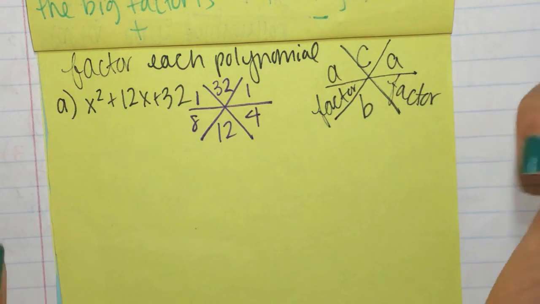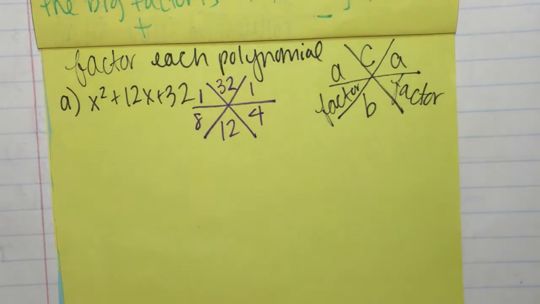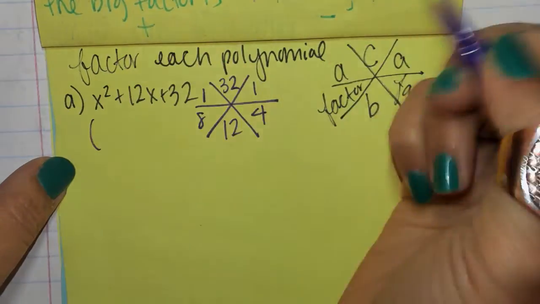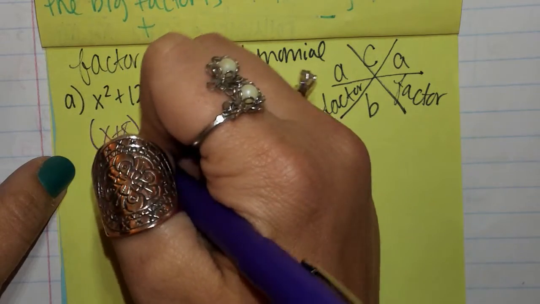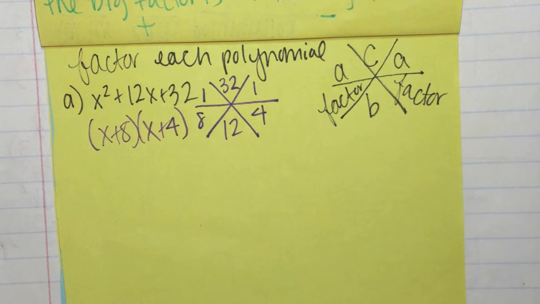Do we have to reduce our fraction? You don't have to reduce these. If there was a number out front, you would have to reduce, but you don't. So do we have to write the 1 out front? We just write x plus 8 and x plus 4. And we're done.